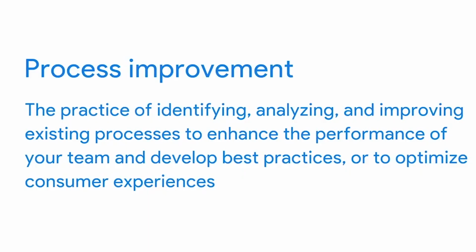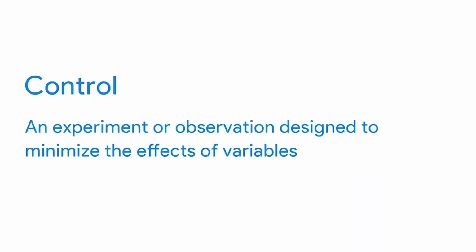Process improvement is the practice of identifying, analyzing, and improving existing processes to enhance the performance of your team, to develop best practices, or to optimize consumer experiences. When working through process improvements, using a controlled environment in an experiment can help you understand if the changes you're considering fix your problem. A control is an experiment or observation designed to minimize the effects of variables.